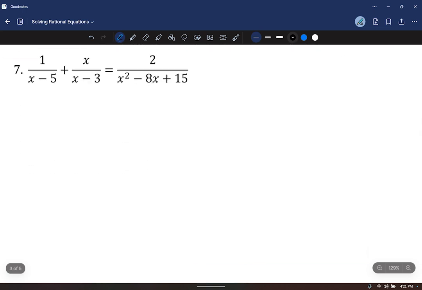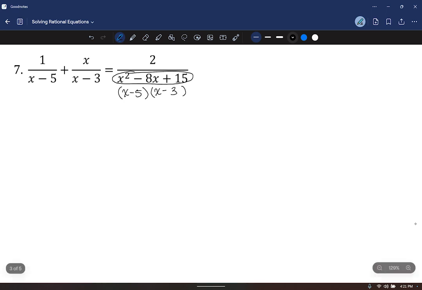All right, so now we're going to solve some that have more than one factor on the bottom. So I see that I have a factor of x minus 5, a factor of x minus 3, but this is not in its factored state. So we're going to put it in its factored state. So we have 2 minus signs. And what multiplies to make 15 that adds to make 8 is 5 and 3.